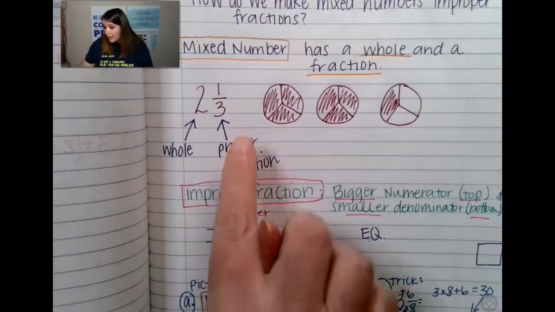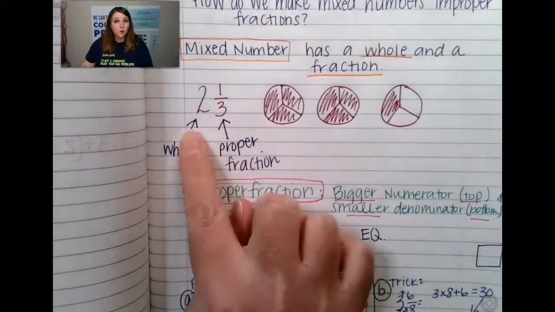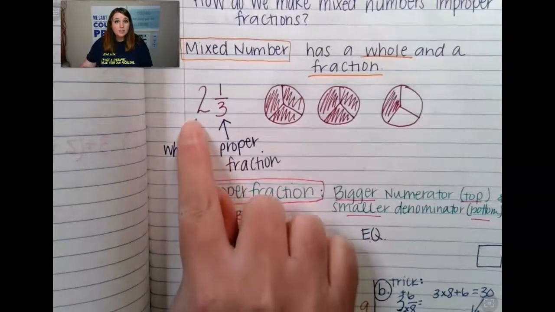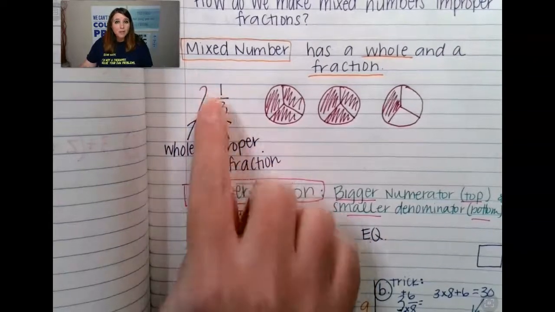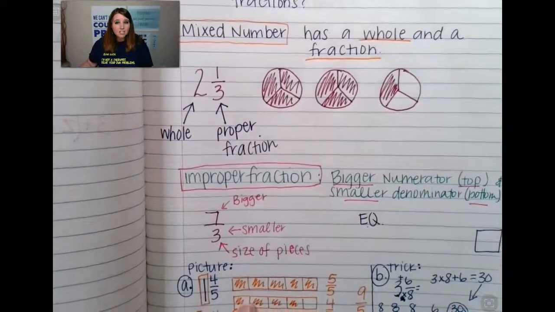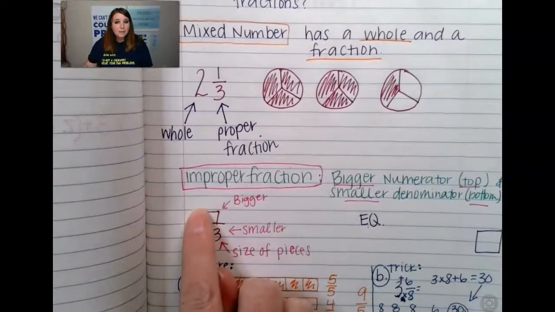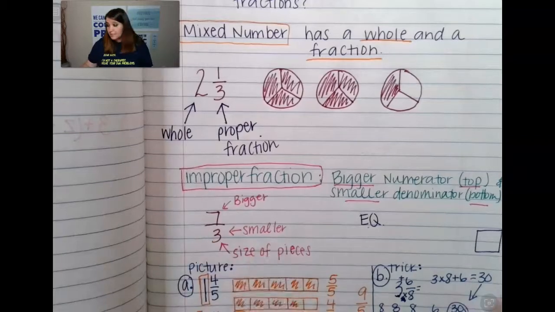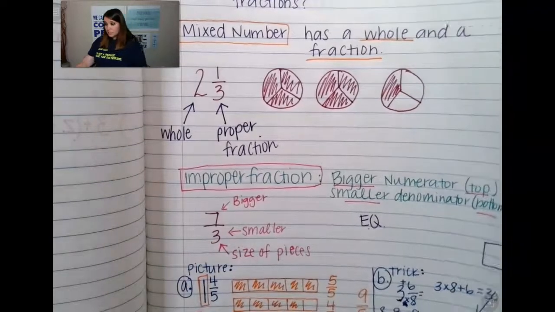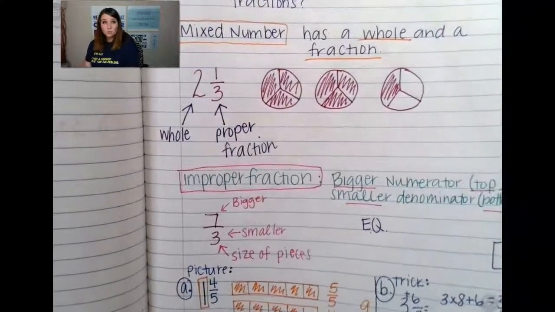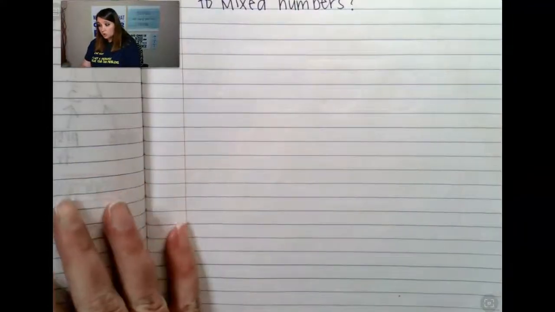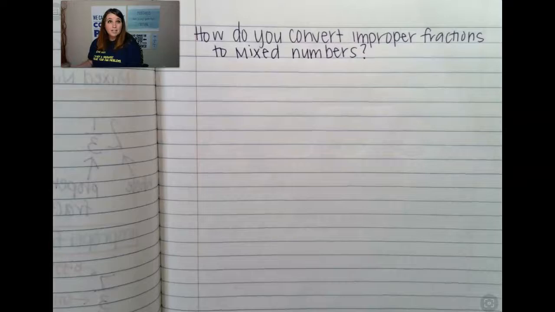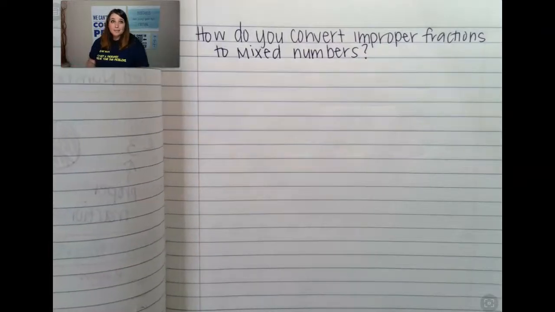Okay, so yesterday we were learning about how to turn mixed numbers into improper fractions. So we had a proper fraction with a whole number. That is a mixed number. And we took this mixed number and created a fraction that had a big number on top and a smaller number on bottom. Well, today what we're going to do is learn how to convert an improper fraction back to a mixed number.